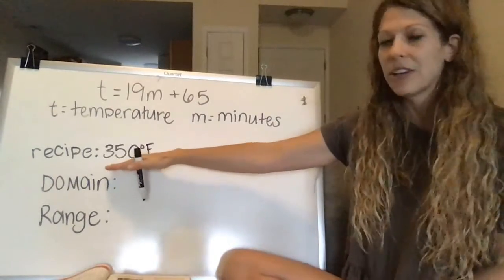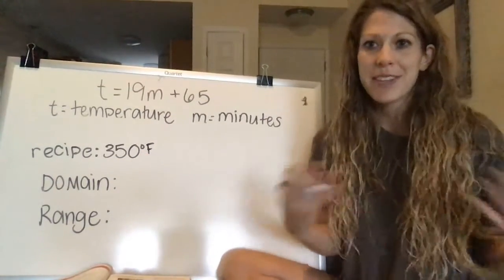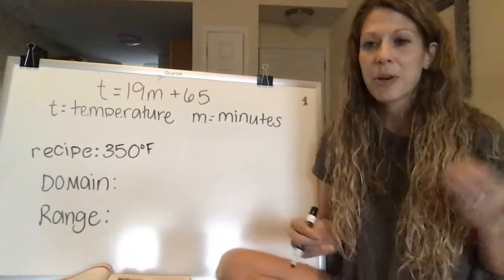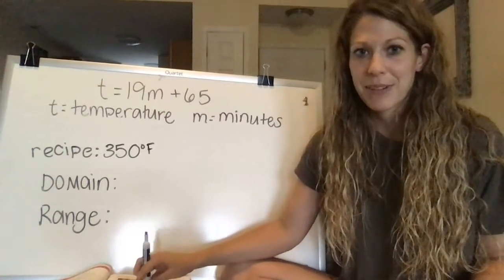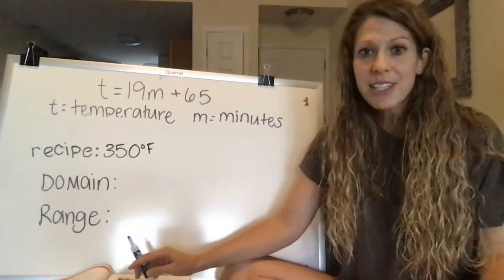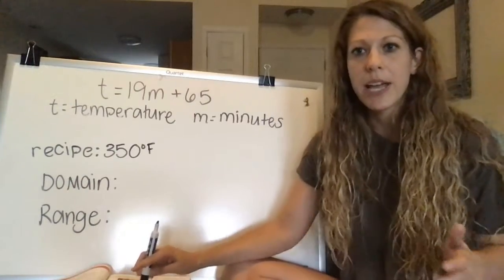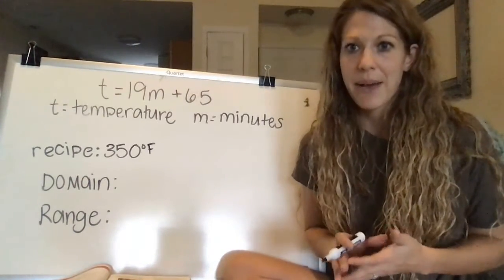A recipe is calling for a temperature of 350 degrees, and obviously your oven can't automatically jump to the 350 degree mark. So we're turning on the oven and waiting for it to preheat until it reaches 350 degrees. First things first, we need to decide which one of those variables is our independent variable and which one is our dependent variable. And I've given you a couple of tricks to do that.